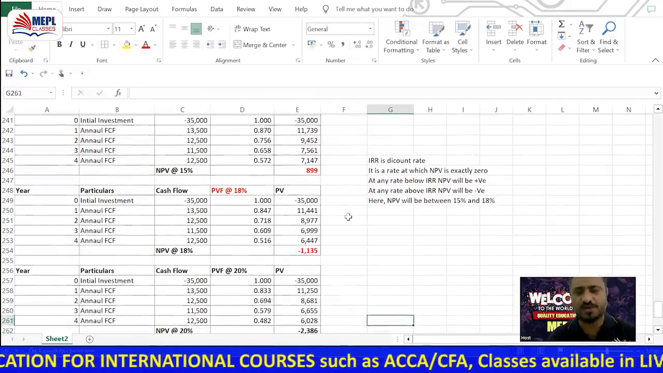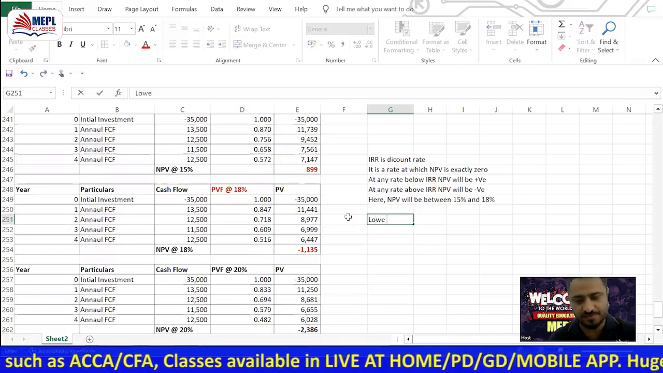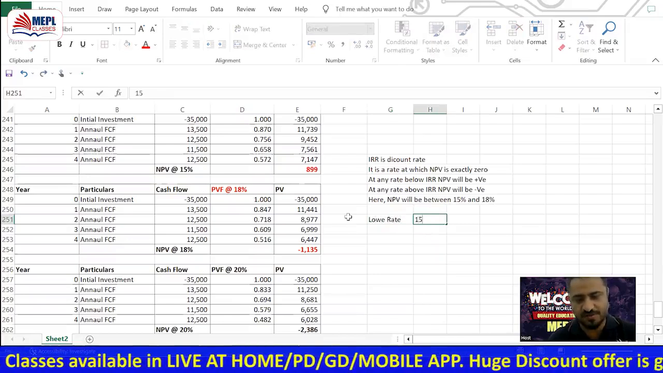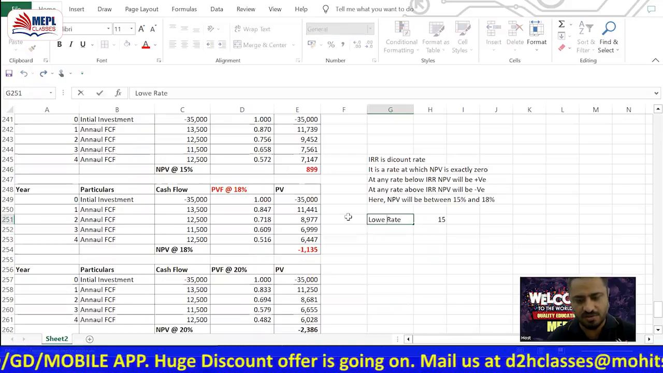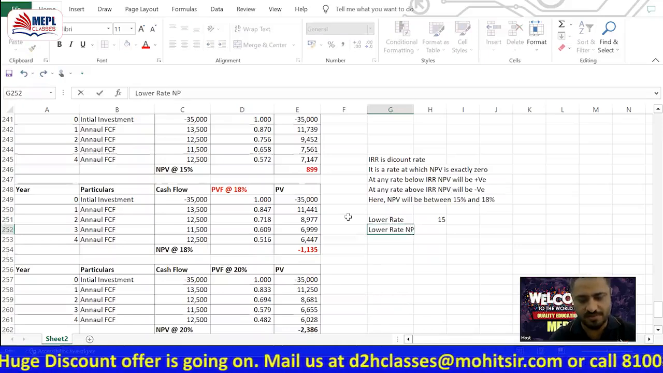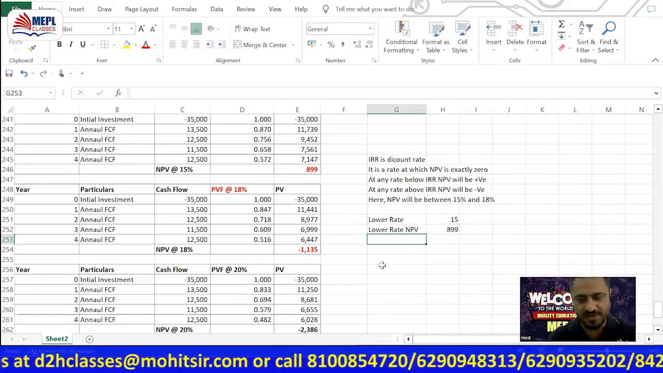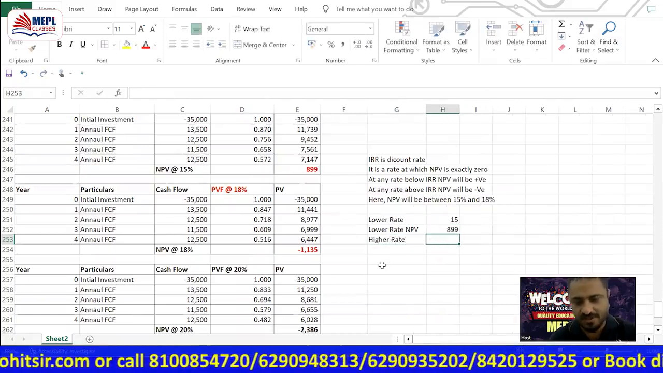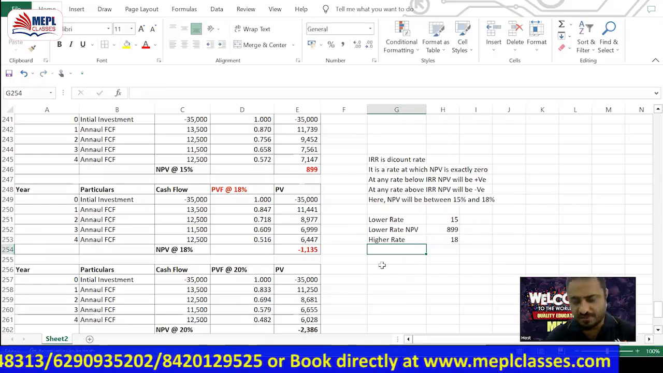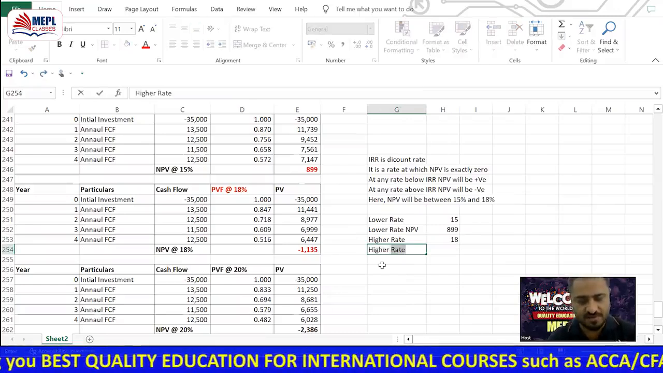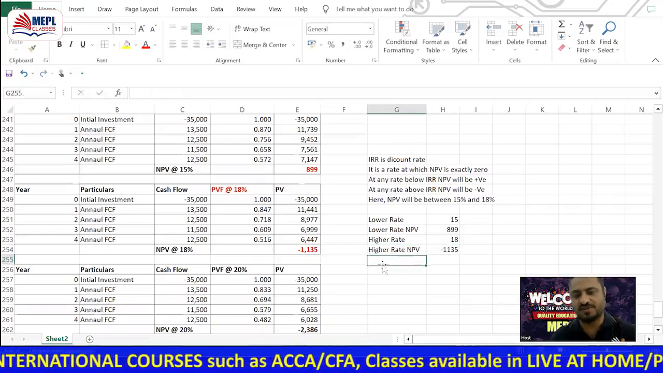So what is the formula? The formula is very easy. We need to first identify the lower rate. Here the lower rate is 15. Then we need to get the lower rate NPV. Here the lower rate NPV is 899. We also need to get a higher rate. In this case, the higher rate, let's say 18%. You can pick any higher rate, you can even take 20%. And we also need the higher rate NPV, which is negative 1135. That's it. These four things we need.